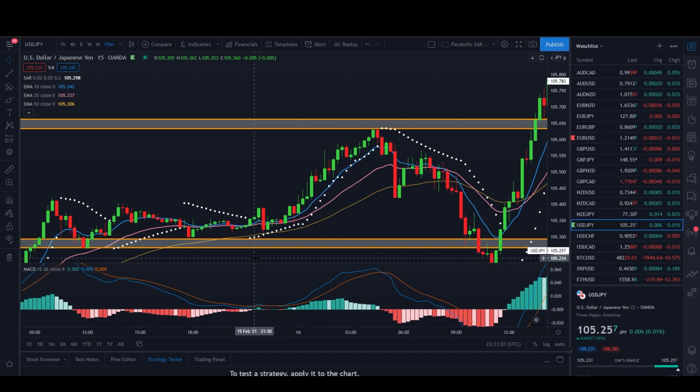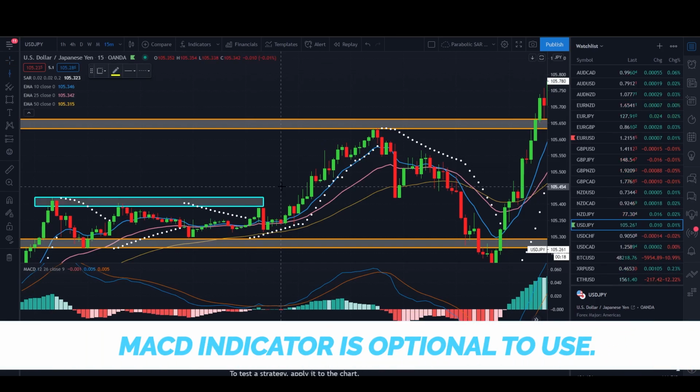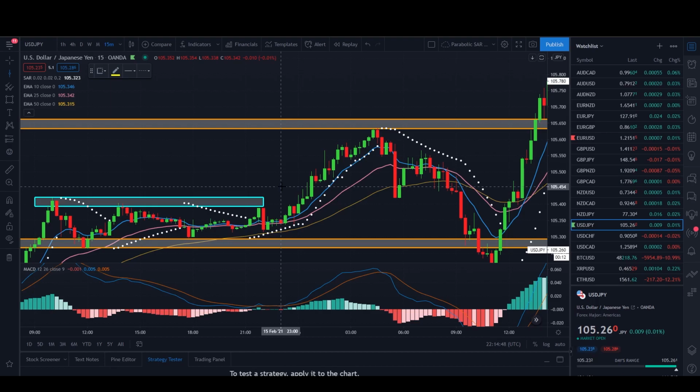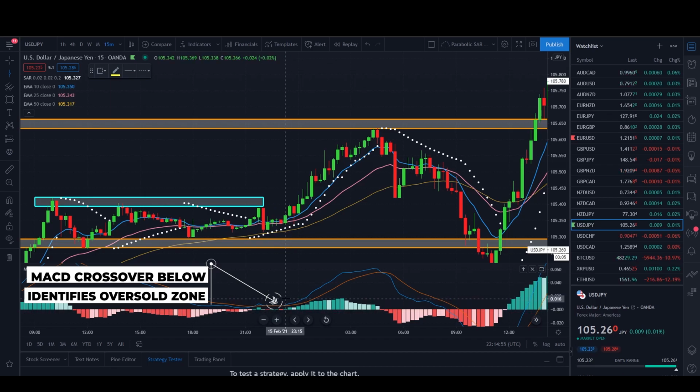So you will be looking for some sort of price action confirmation, or you can even open up a MACD indicator as well to have another confirmation if you're still not sure about using exponential moving averages and parabolic. So in this scenario, as you can see, if you have a crossover over here on the lower part, it means that the market is oversold and more than likely we will go towards the upside.